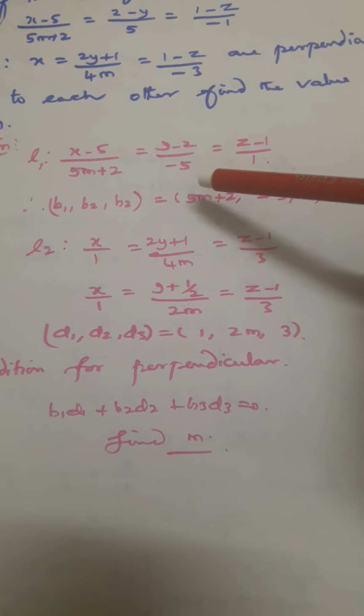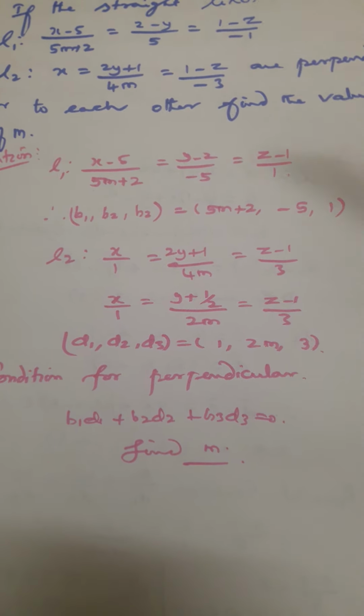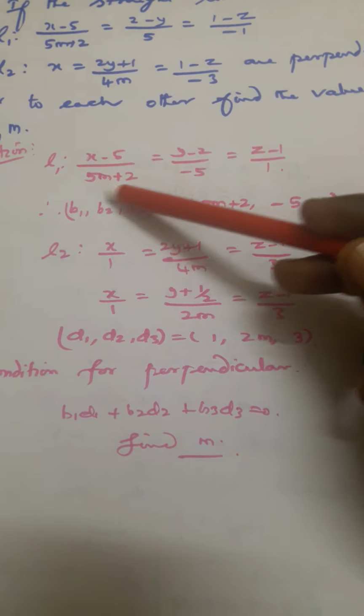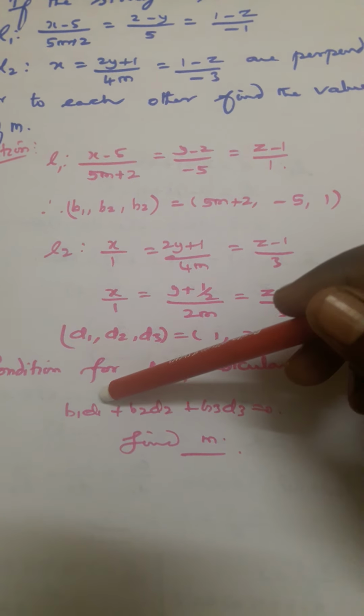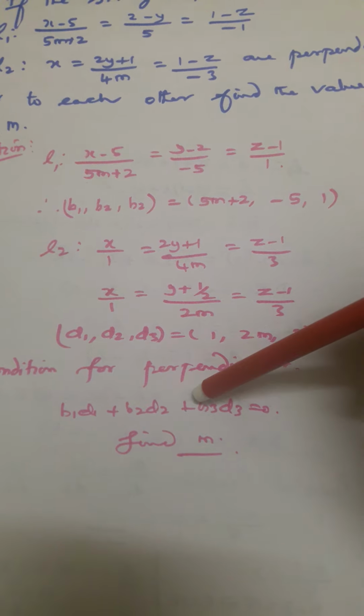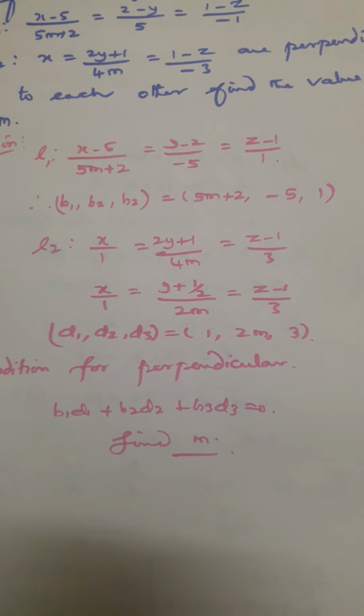Denominator will represent the direction ratio, whether it is parallel or perpendicular, you have to take only the denominator value. So here the perpendicular condition is b1 d1 plus b2 d2 plus b3 d3 equal to 0. So you substitute in the formula, you will get your m value.